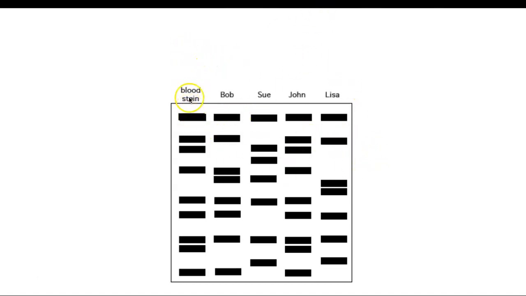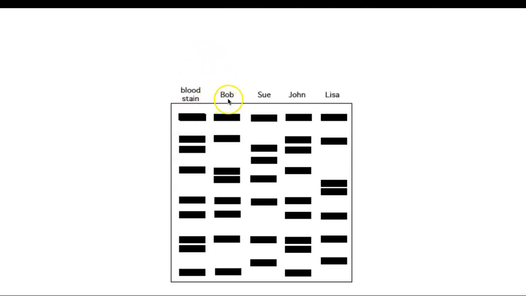So let's say you have a blood stain from a crime scene, and who can forget our crime scene on Halloween? That was so much fun. So if you have a DNA sample from a crime scene and then you have 4 suspects, let's say there was a struggle at this crime scene and the perpetrator's blood ended up at the crime scene. So what you're going to do is take the DNA from the perpetrator and try to match it.